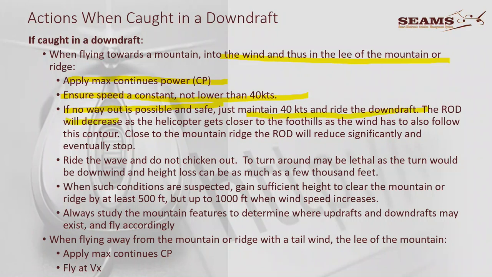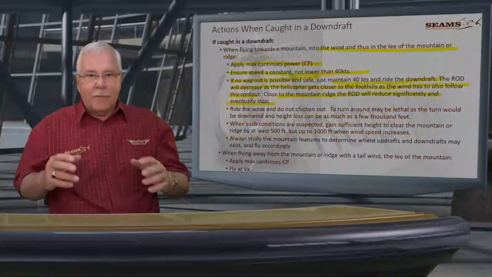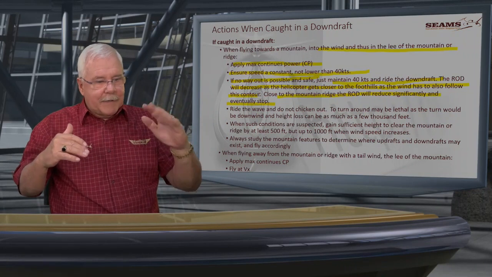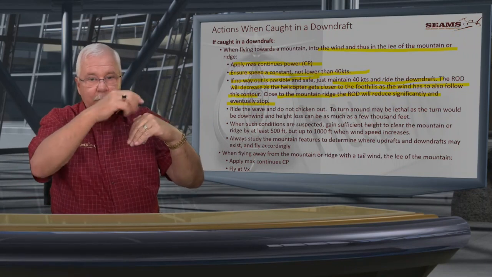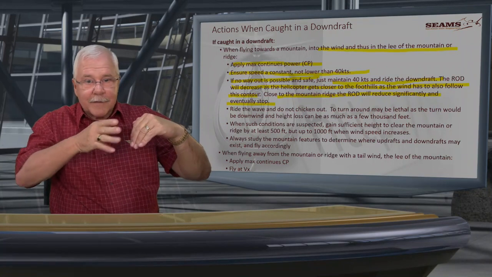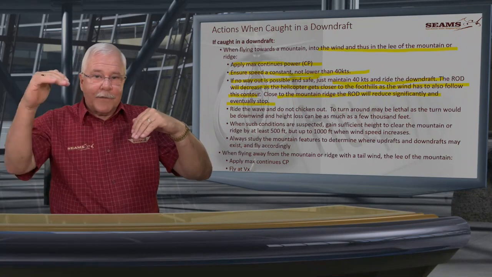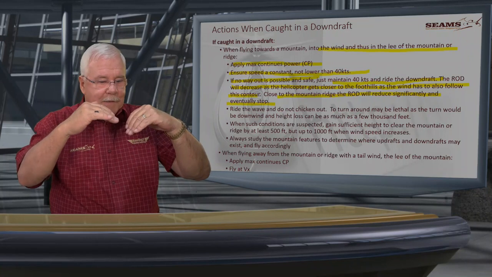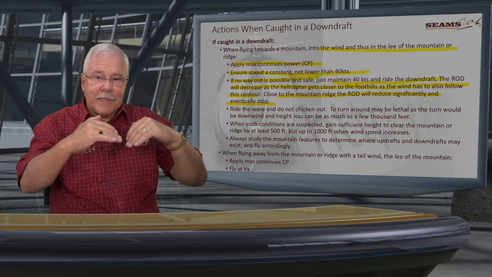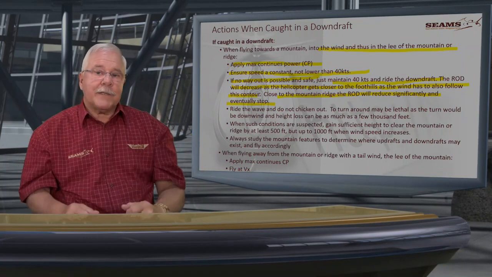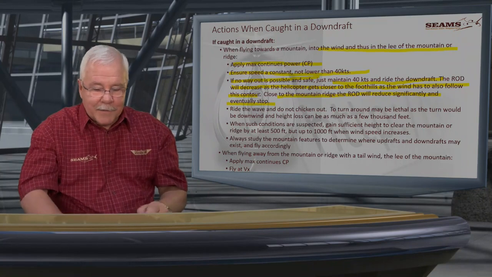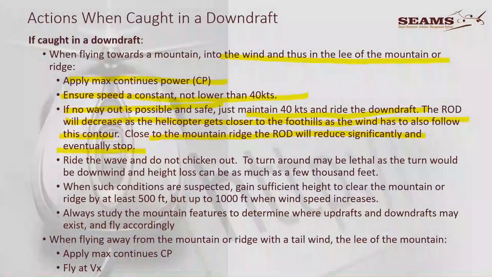The rate of descent will decrease as the heli gets closer to the foothills, and also follow the contour. Close to the mountain ridge, the rate of descent will reduce significantly and eventually stop. So what I'm saying is that this is the mountain there, the wind is coming, but the wind can only flow down until it levels off with the ground again. So here you're sitting in the downdraft, so you go down. The rate of descent must decrease close to the ground. And that's why I say the next one: ride the wave and do not chicken out.